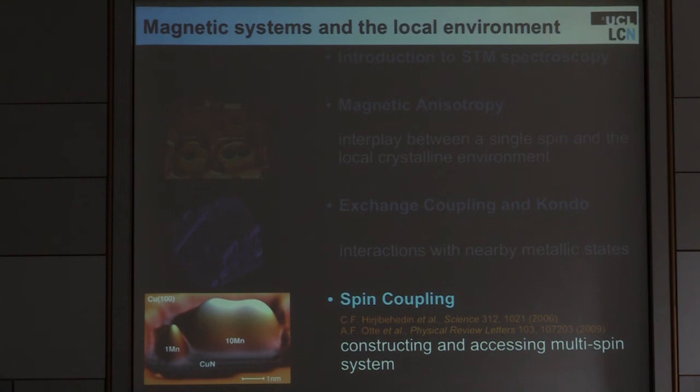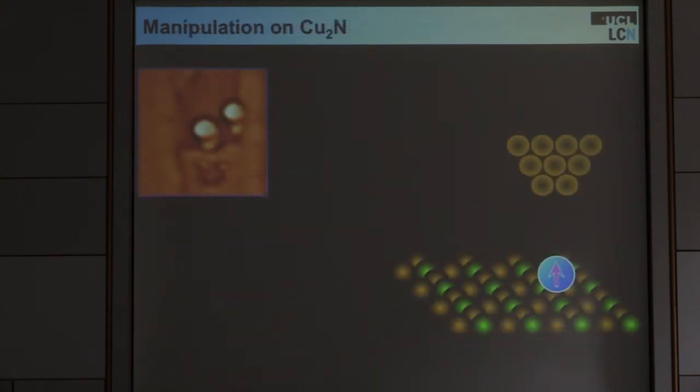Okay, so with the remaining time that I have left, I thought I would move on to spin-coupled systems. So up till now, we've been talking about individual spins interacting with their local environment. That is genuinely a lot of fun, but at some point you get a little bored and you want to do something a little more than a single spin. So how can you do this? Well, the simplest way is to do something like this. You basically deposit a bunch of atoms, see what you get, and hope for the best.